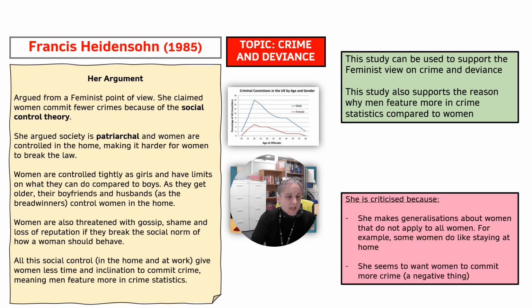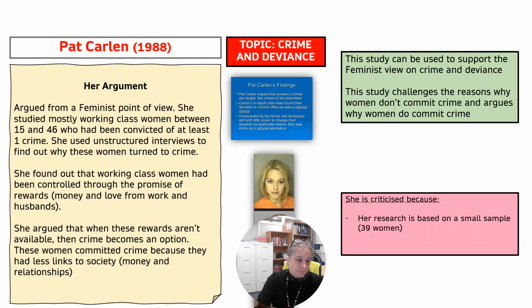Then we move on to the feminists. So Frances Heidensohn is the first one to think about, who talks about social control theory, this idea that society is a patriarchy and that women are very tightly controlled. Now, what can happen there is they are unlikely to break the rules. They don't want to go against the social norms of what it is to be a woman. So they are very, very controlled. Their time is controlled, the way that they behave is controlled. And she believes that is a reason why women are less likely to turn to crime, and there are more men doing the crimes.